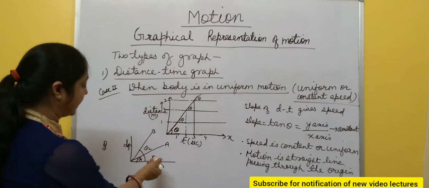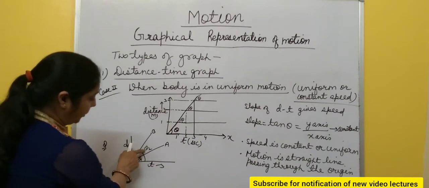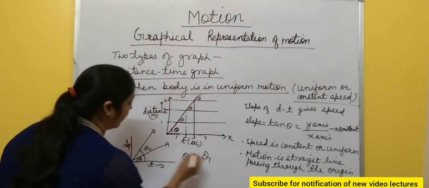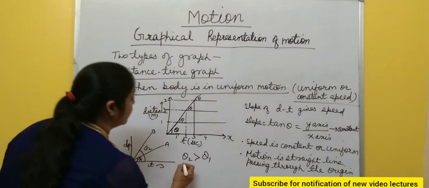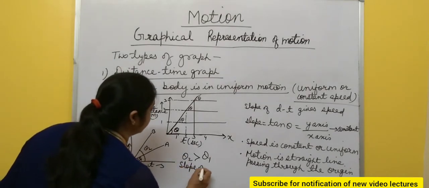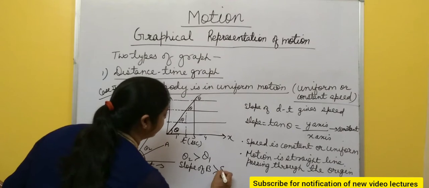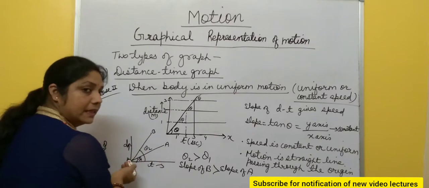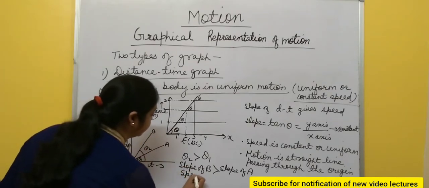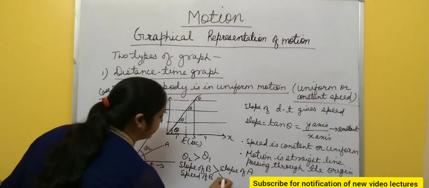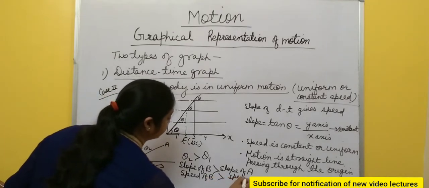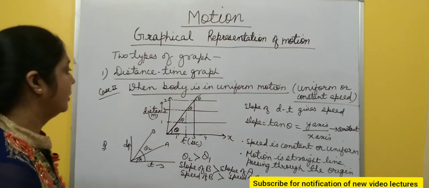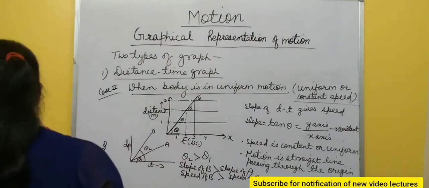Now it's clear from the graph which angle is more: theta 2. So here theta 2 is greater than theta 1. Theta 2 greater means slope of which body? Slope of B is greater than slope of A, right? And if slope of B is greater, it means speed of B is greater than speed of A, right? In this way, we solve the question. Okay, note down fast.